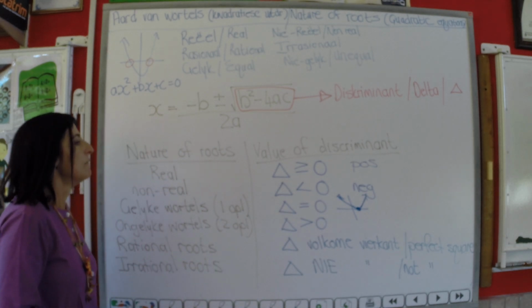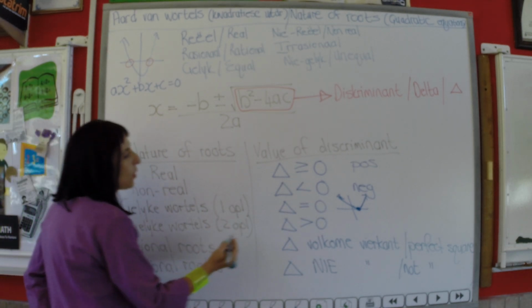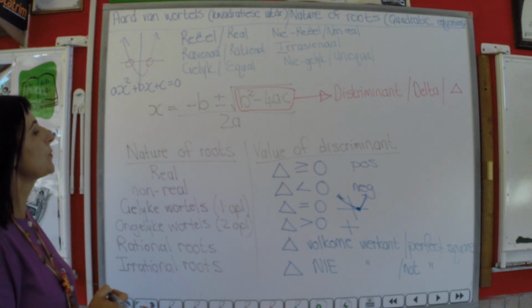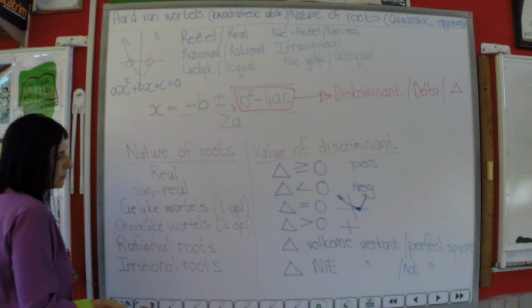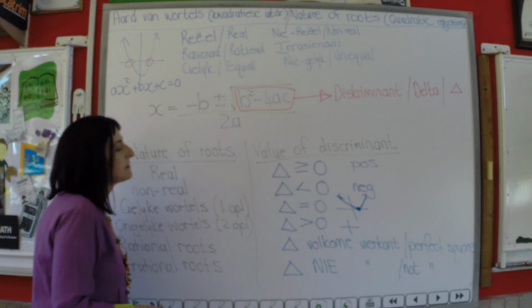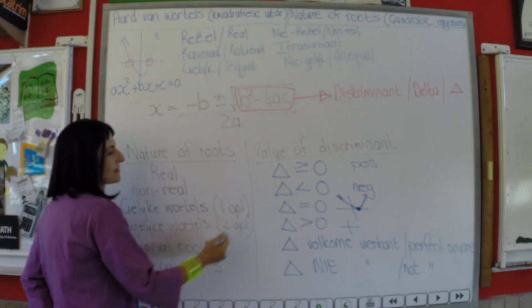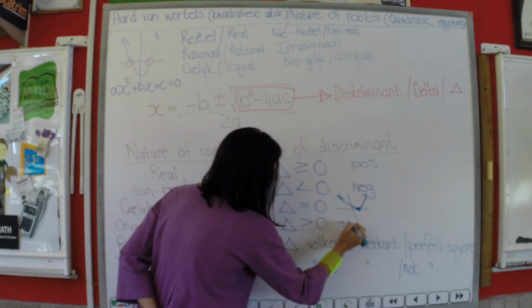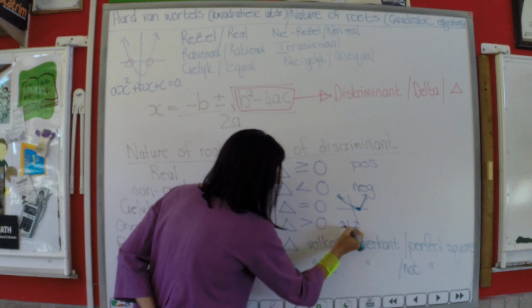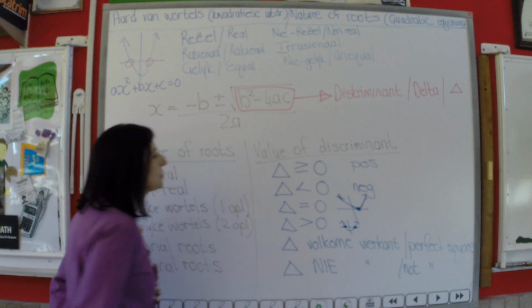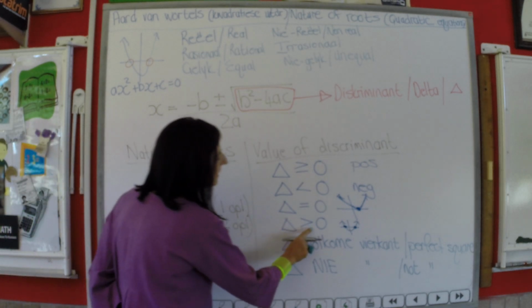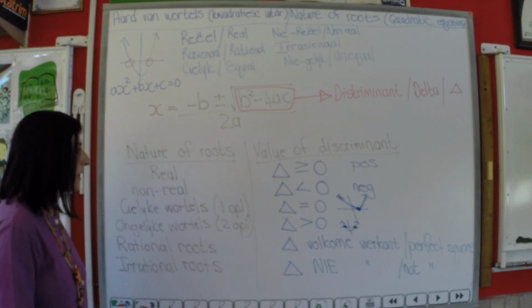Wanneer daar twee oplossings is, met ander woorde, daar's twee ongelyke wortels. Then delta will be greater than 0. Say for instance, it's something like that. There's two unequal roots. Then delta will always be greater than 0.